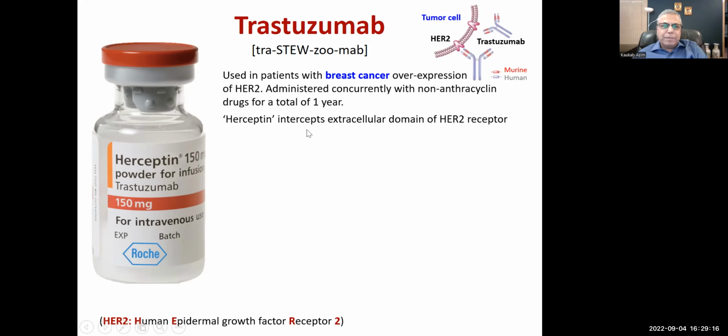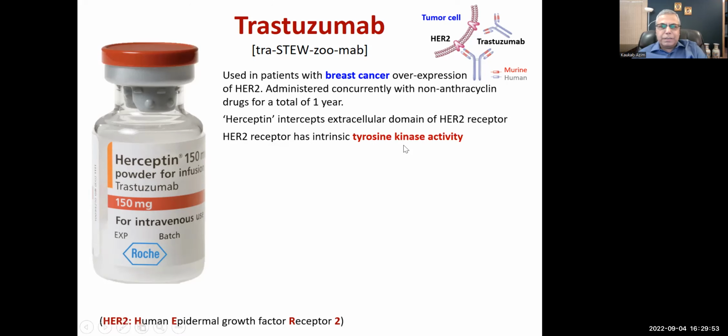And Herceptin intercepts the extracellular domain. So this is the HER2 receptor. This is a cancer cell, okay? This is the cell membrane. And these are the HER2 receptors, which are growth factor receptors. So they will lead to cell division and proliferation of cells. When you block them with these antibodies, which is trastuzumab, their downstream signaling will be blocked. And they will also be labeled for attack by macrophages or cytotoxic T cells or natural killer T cells, okay?